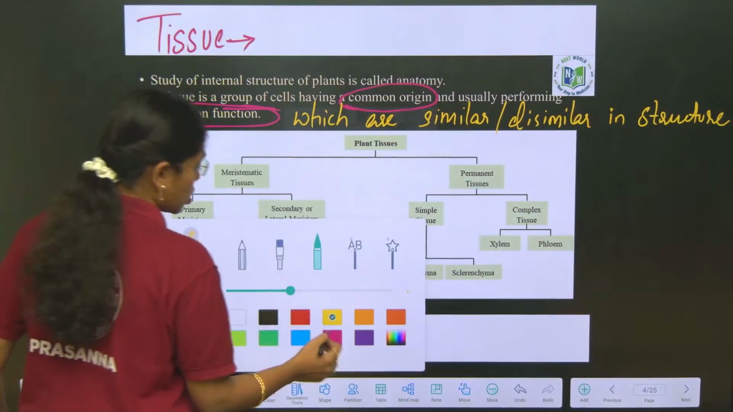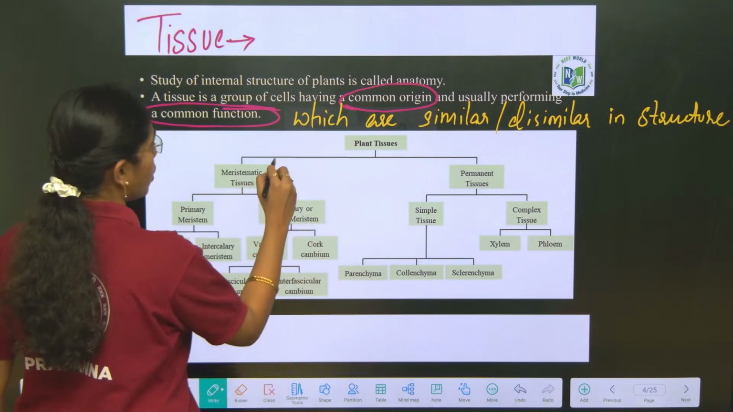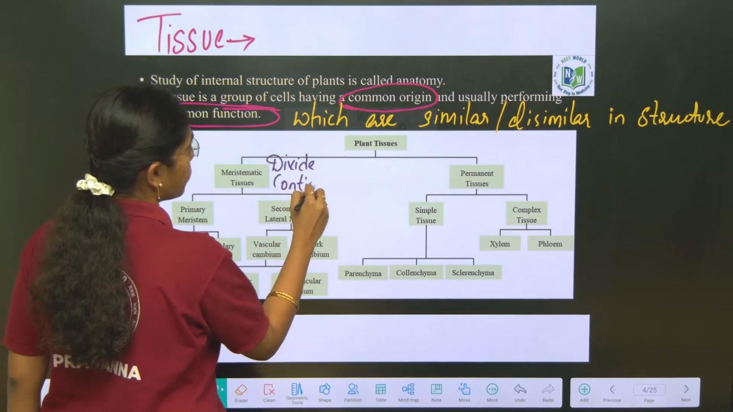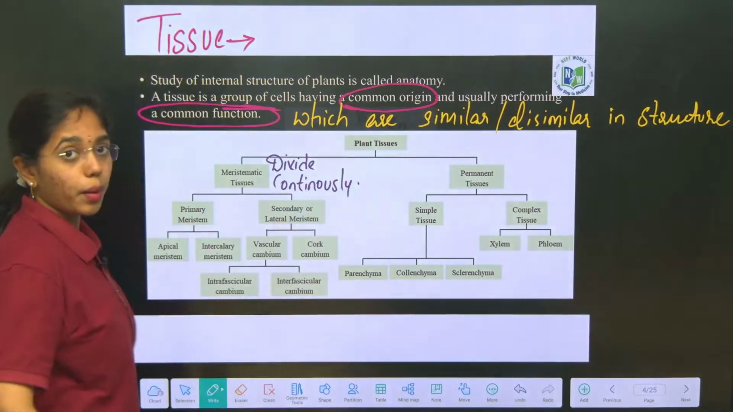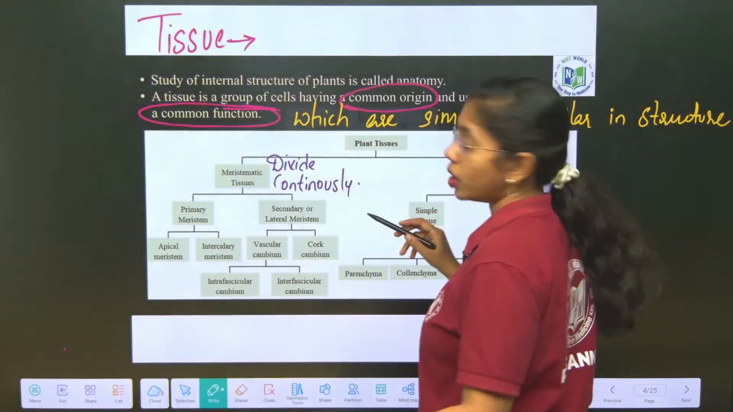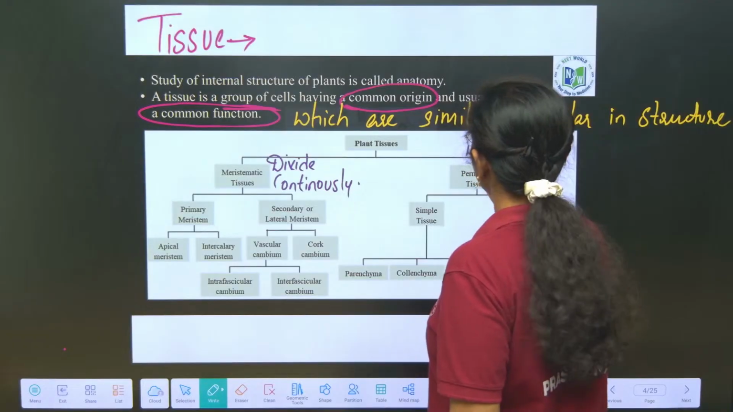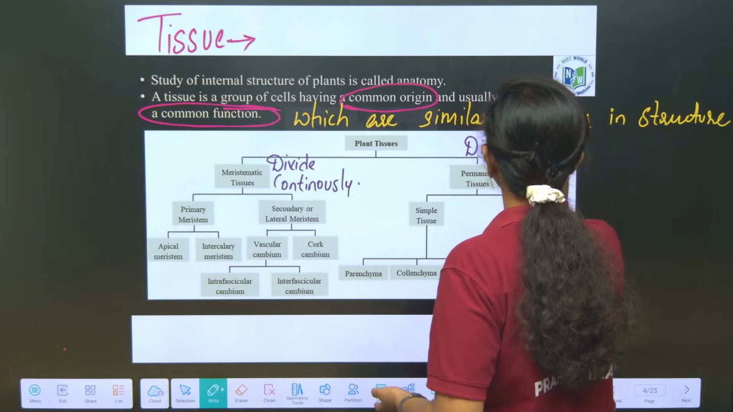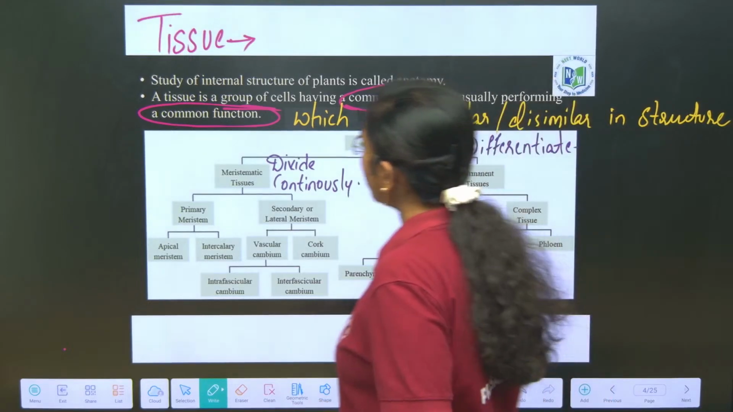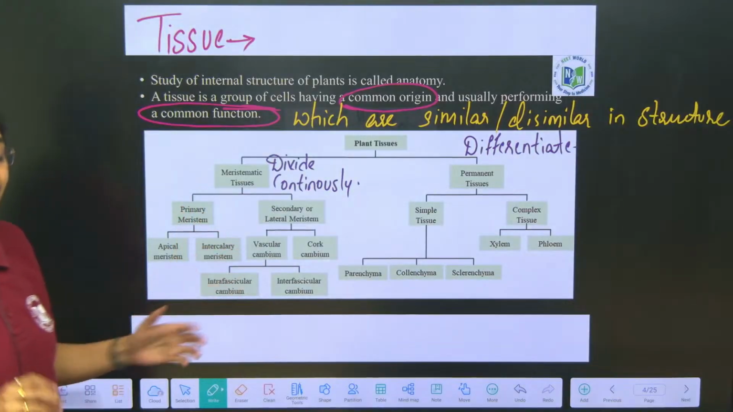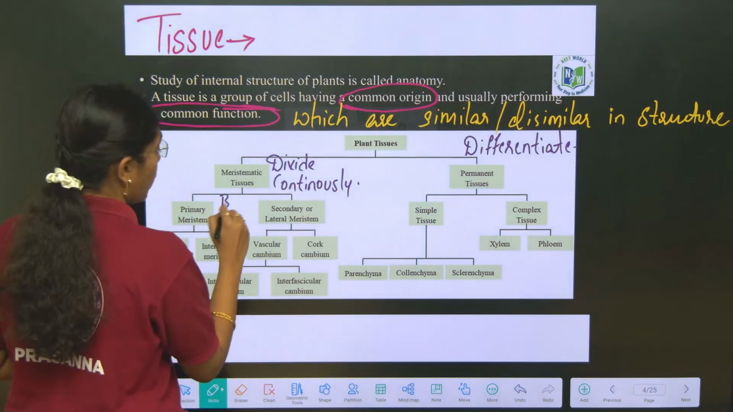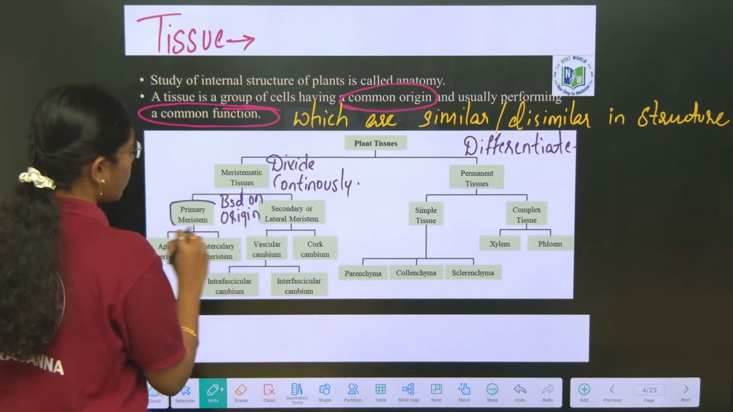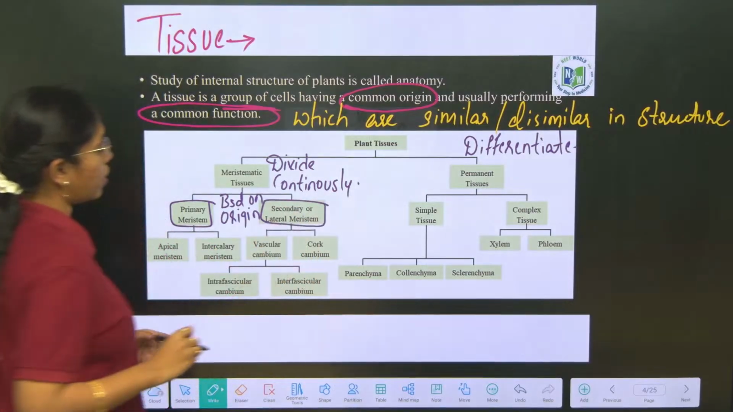Meristematic tissues are those tissues which divide continuously. Whereas permanent tissues, they stop the division and they will differentiate. Those tissues which stop division and differentiate are said to be the permanent tissues. So, here if you see meristematic tissues, again based on origin, they are of 2 types, primary meristems and secondary or lateral meristems.